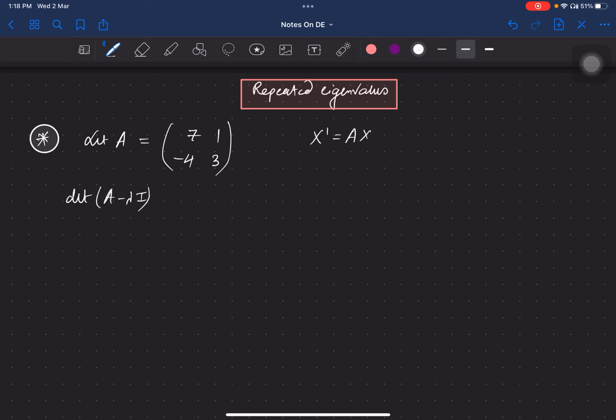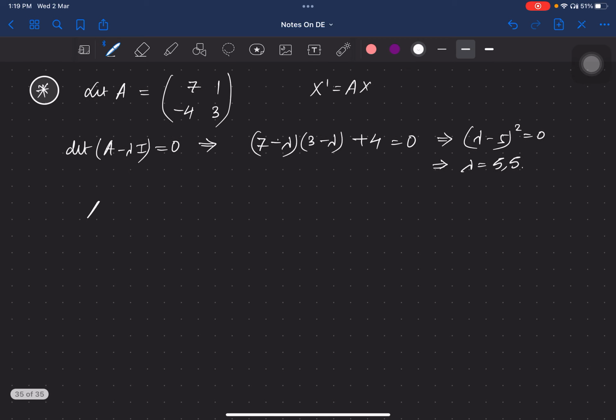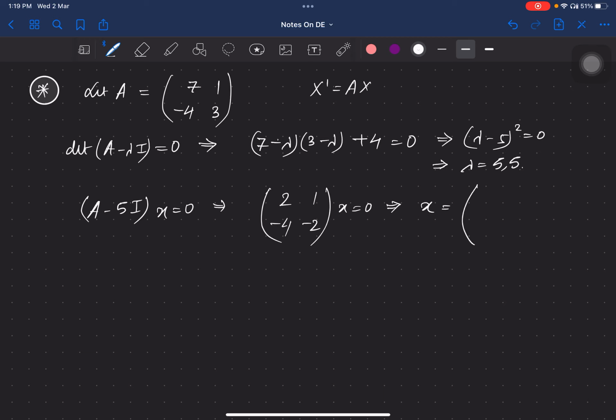Determinant of A minus lambda I equal to 0 gives (7 minus lambda)(3 minus lambda) plus 4 equal to 0. So this gives lambda equal to 5, 5. Okay. So now if I solve (A minus 5I)x equal to 0, then we'll find [2, 1; -4, -2] equal to 0. So you will see here we are finding only one linearly independent eigenvector, (1, -2).